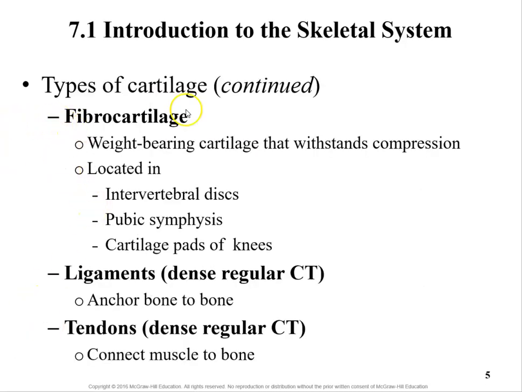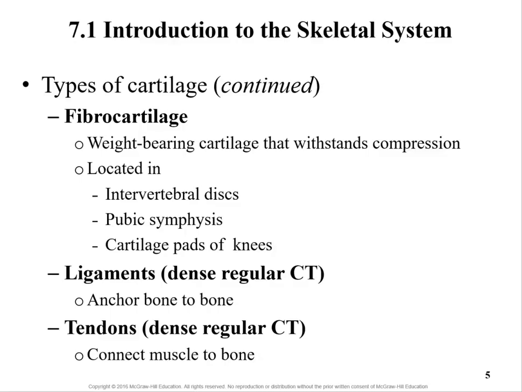The second type of cartilage in the skeletal system is going to be fibrocartilage, and this is weight-bearing cartilage that's going to withstand compression. So you're going to find it in places that have a lot of weight on them, the intervertebral discs being chief among those, but you'll also find it in the knees as well, and fibrocartilage makes up the pubic symphysis.